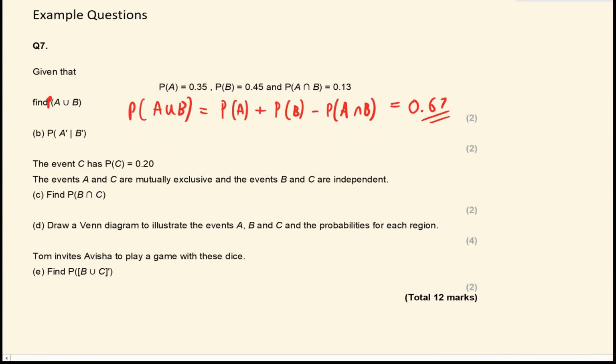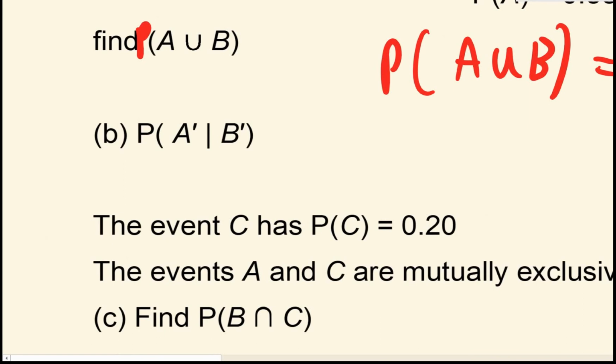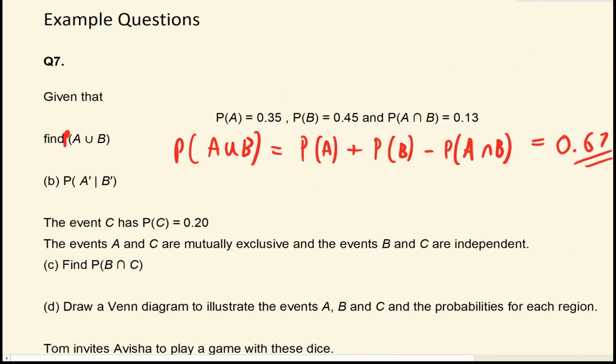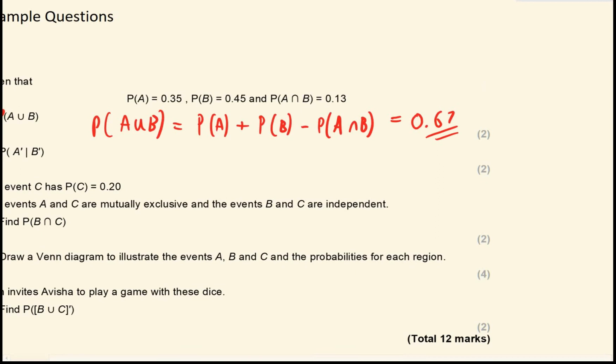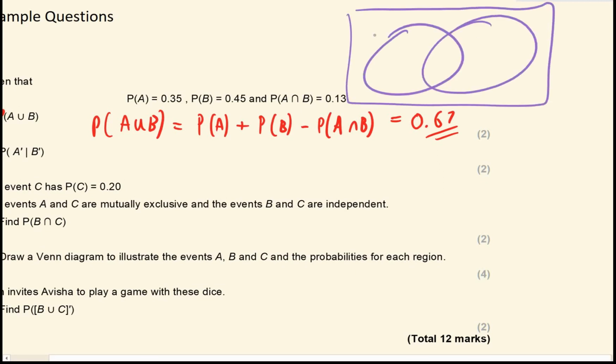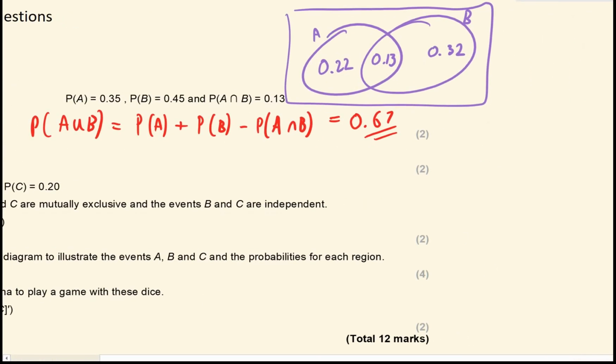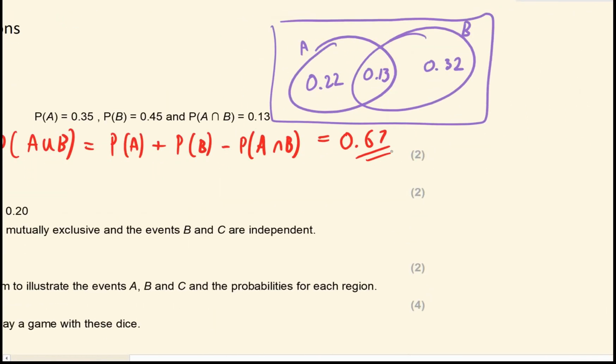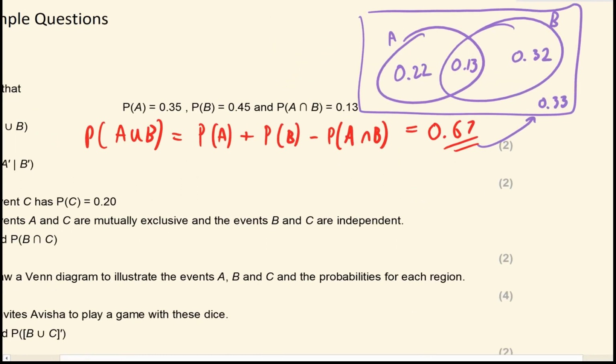Next for part B, we're going to work out the probability that we're not in A, given that we're not in B. For this, I don't know the best way to do it. In my head, what seems easiest to me is just do a quick Venn diagram, and then we can put the probabilities in the right place. So I've got A and B. I know the overlap is 0.13. For these odds, I now need to take away that 0.13. So I'm going to have 0.22 and 0.32. Probabilities must add up to 1. So if I add together these, I get 0.67, which means that being outside is going to be 0.33.